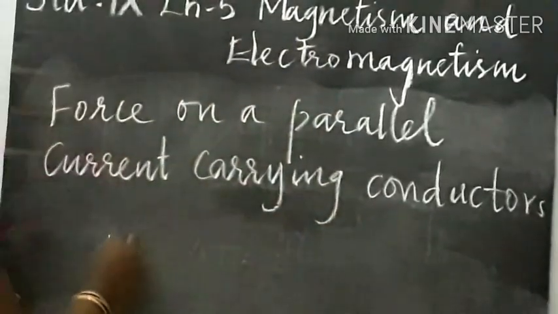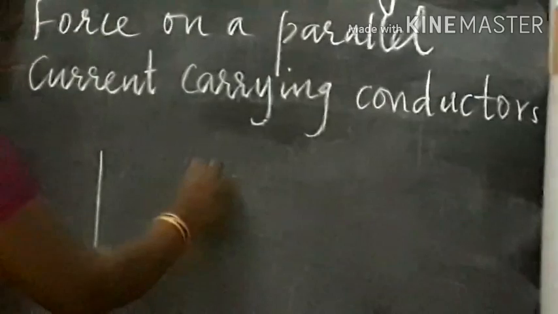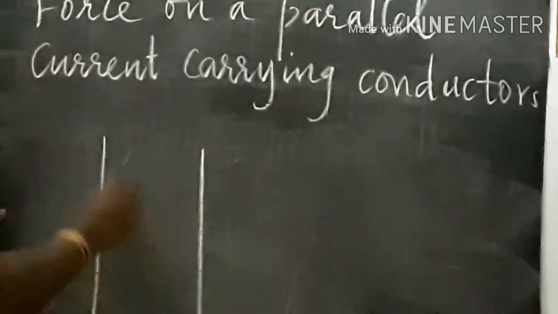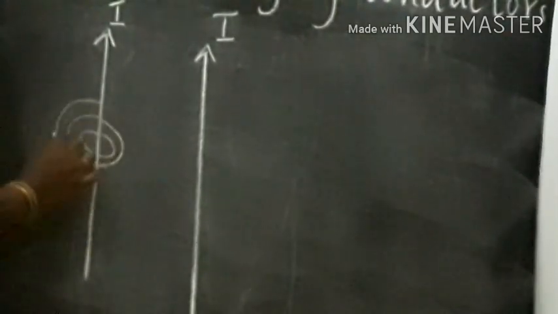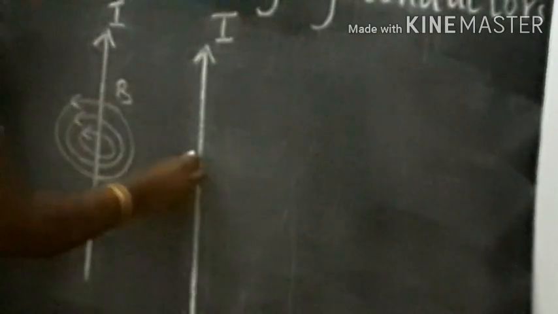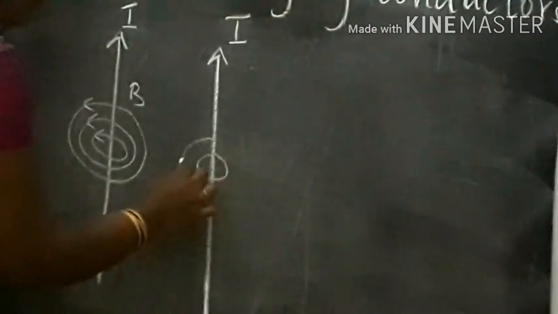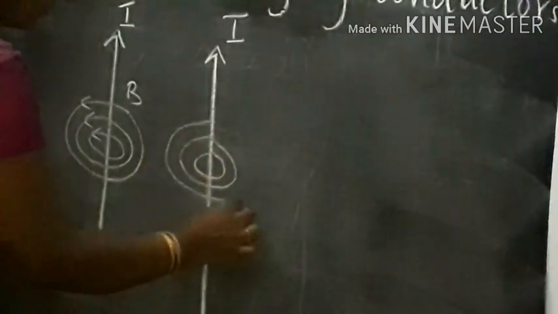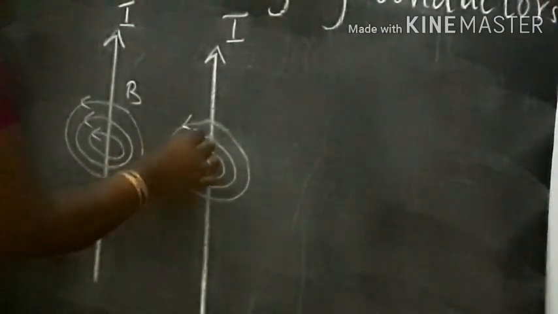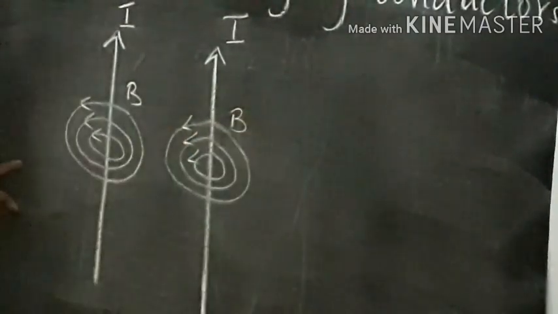So we are placing two conductors in parallel, and the direction of the current is the same. I is the current. Because of the current flowing in the conductor, it creates a magnetic field. Again, the current flowing through conductor 2 creates a magnetic field.